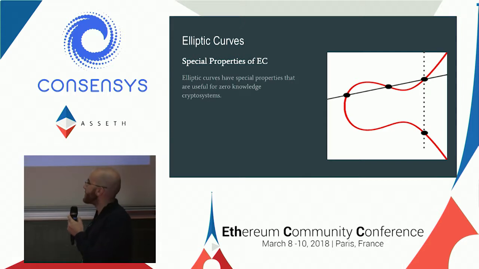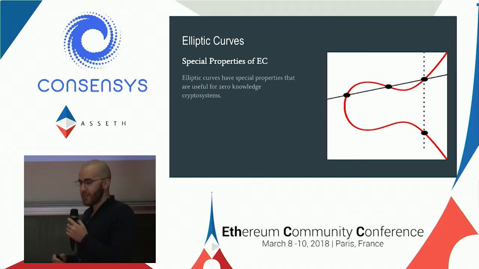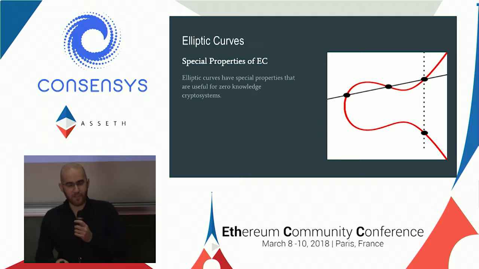It's cut off on the left there, but I'll go through the elliptic curve primer because some of the stuff is necessary to understand what comes later on. Elliptic curves have some special properties that are useful for zero-knowledge crypto systems. And if you're not aware of elliptic curves, I guess most people at a blockchain conference should be aware of them by now.